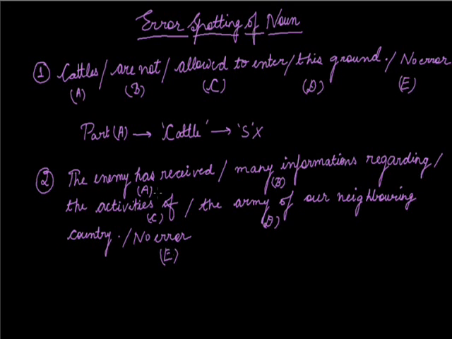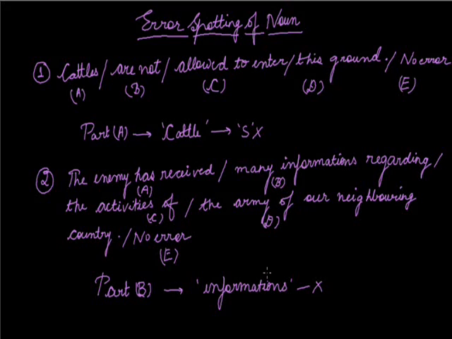The error is in part B. Now how is it possible? This word informations is absolutely incorrect. Information is incorrect because information is a word which is an uncountable noun. And you can't pluralize uncountable nouns by using S with them. Uncountable nouns can never take S with them to be pluralized.